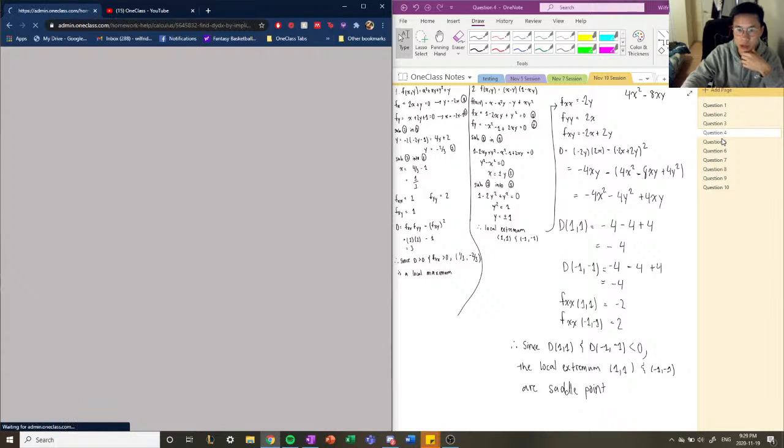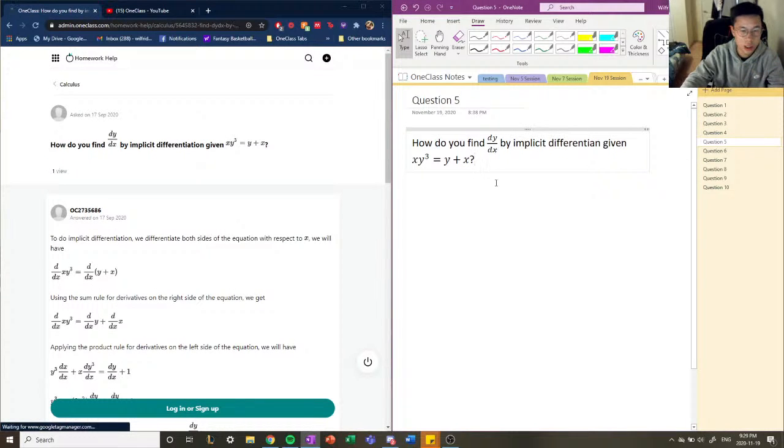Okay, cool. All right, let's move on to question number 5. All right, so how do you find dy/dx by implicit differentiation? Well, differentiate.